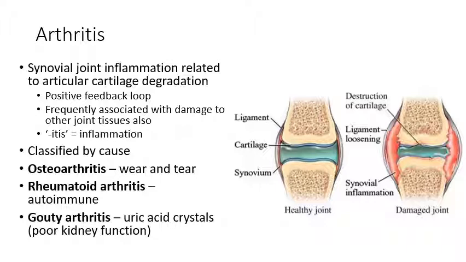Then you have rheumatoid arthritis, which is actually an autoimmune condition where the immune system is attacking the joint. And finally, you have gouty arthritis, also just called gout. In that condition, you have crystals of uric acid that are forming within the joint and causing damage to the articular cartilage. So that is going to occur mostly in people who have compromised kidney function.